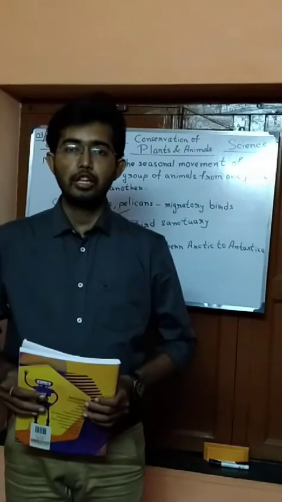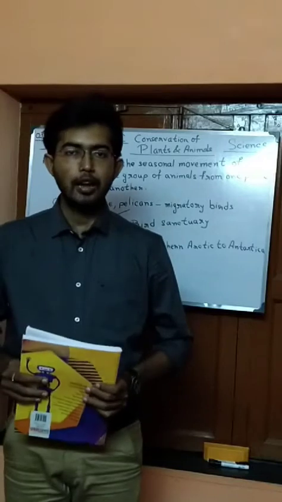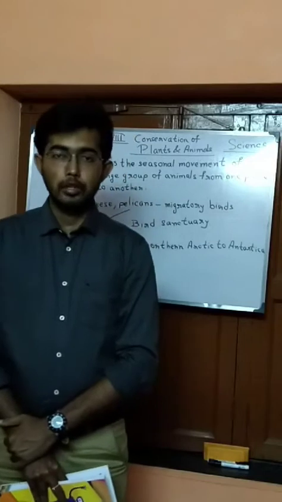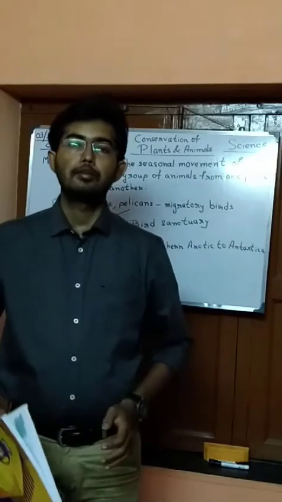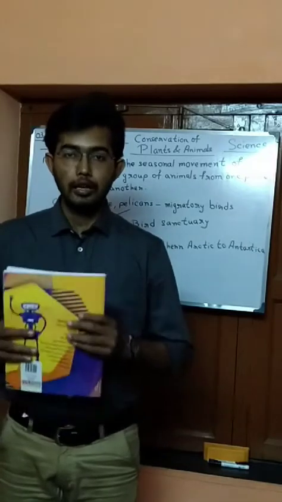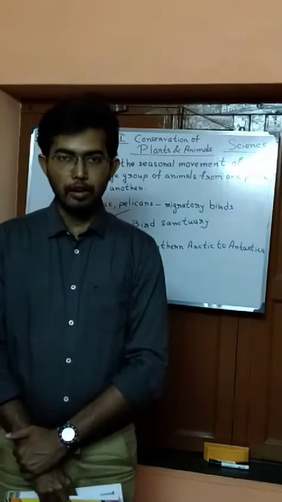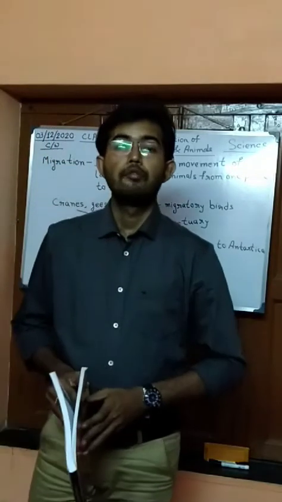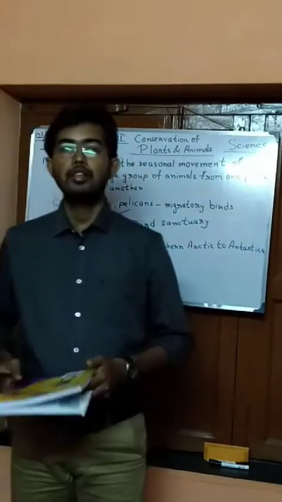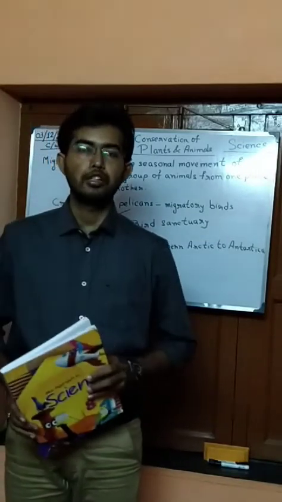So let's continue with the chapter which we have started earlier, that is conservation of plants and animals, students. Students, in our previous classes we have learned about national parks, then we have learned about wildlife sanctuaries, next we have learned about the extinct species, next we have also learned about how threatened species have been classified, students. So today we will learn some more topics, which is the migration, second one is the recycling of paper, and third but not the least is the reforestation, students.